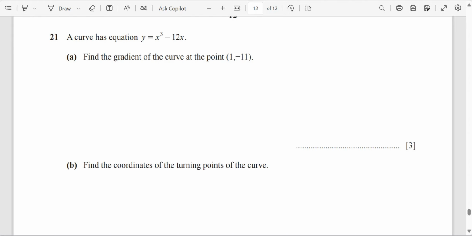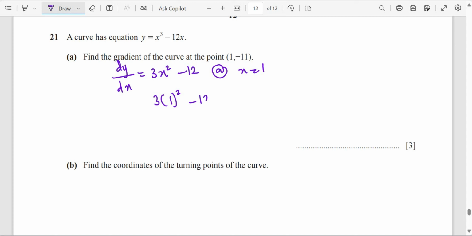Question 21. A curve has equation y equals x raised to the power of 3 minus 12x. A. Find the gradient of the curve at the point 1, minus 11. So, to find the gradient at the point, we have to differentiate. dy/dx equals 3x squared minus 12. And we're looking at x equals 1. So that's 3 into bracket 1 raised to the power of 2 minus 12. This will give us 3 minus 12, and that is minus 9. So the gradient is minus 9.